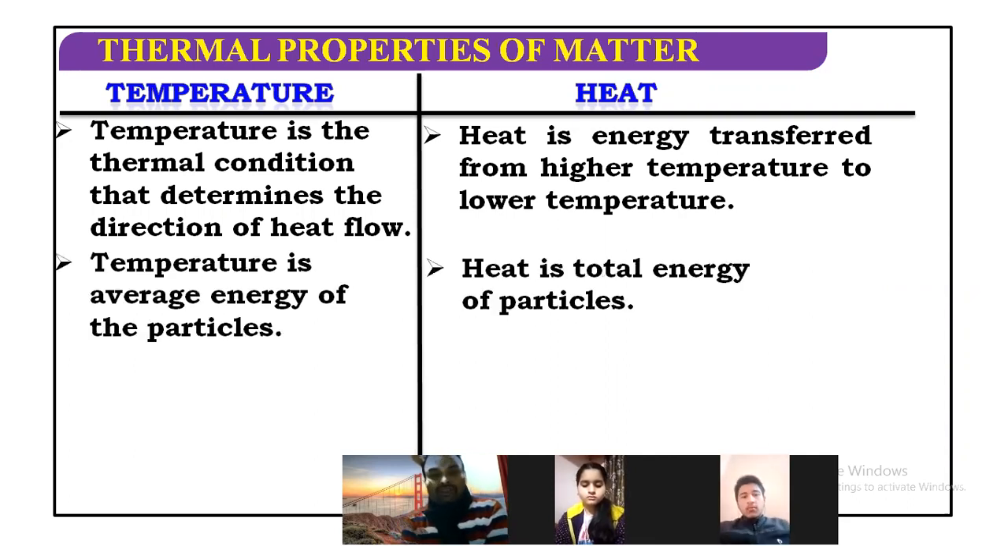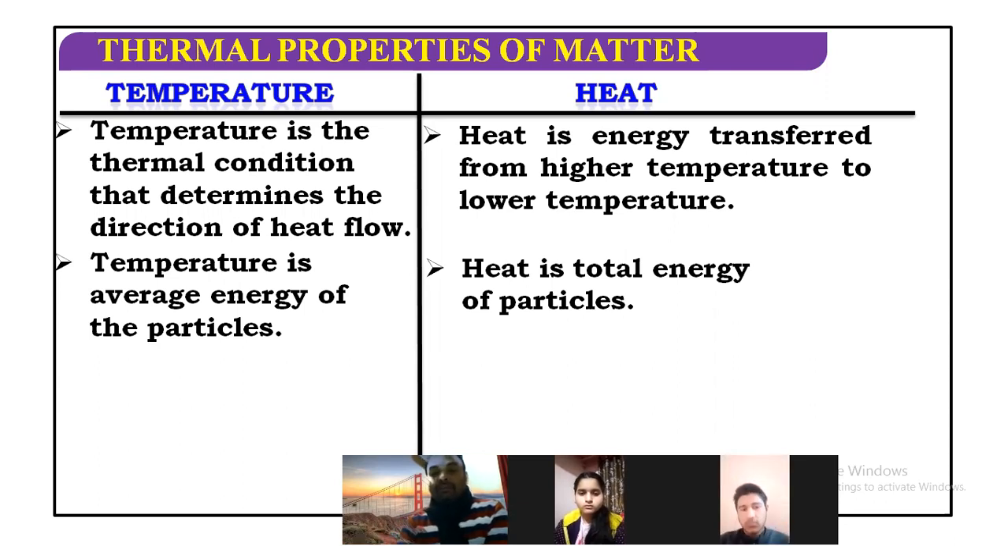Temperature is the average energy of the particles, and heat is the total energy of particles. Temperature is average energy. Note this point. Suppose we have 10 particles and every particle contains energy. What we will do is add all the 10 particles' energy, from E1, E2, E3 up to E10, add all the energies and divide by 10. So that is the temperature. So temperature is the average energy of the particles.